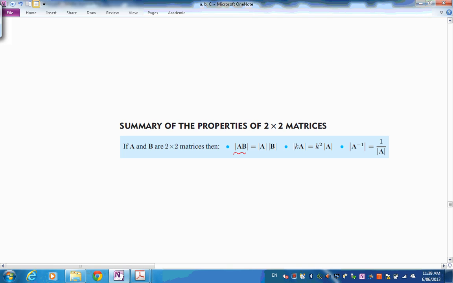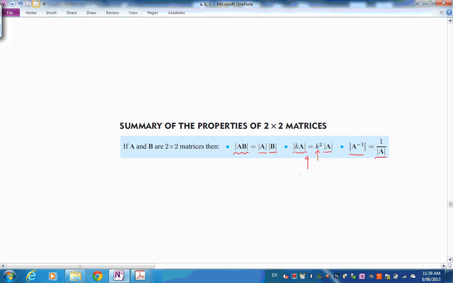If you have the determinant of a product, it's equal to the two separate determinants multiplied, and the determinant of a scalar times the matrix is, this is interesting, k squared times the determinant of A. And here the determinant of the inverse is 1 over the determinant. I think we showed that one.